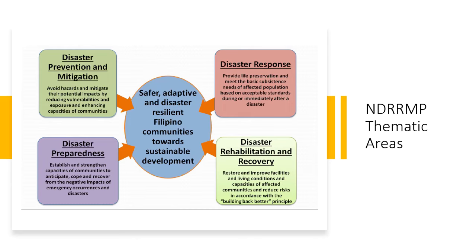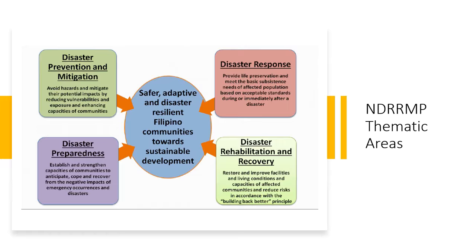These are the 4 themes or thematic areas in the Disaster Risk Reduction and Management Framework. Number 1, disaster prevention and mitigation. Number 2, disaster preparedness. Number 3, disaster response, and number 4, disaster rehabilitation and recovery. For disaster prevention and mitigation, avoid hazards and mitigate their potential impacts by reducing vulnerabilities and exposure and enhancing capacities of communities.